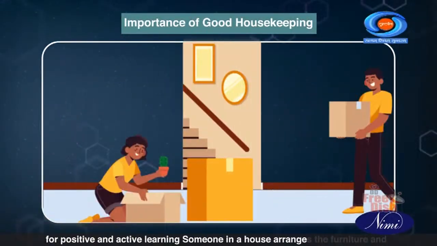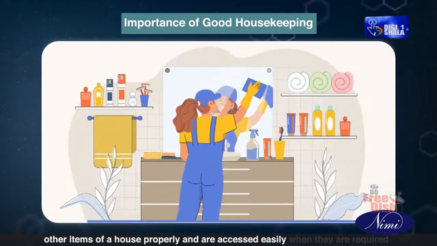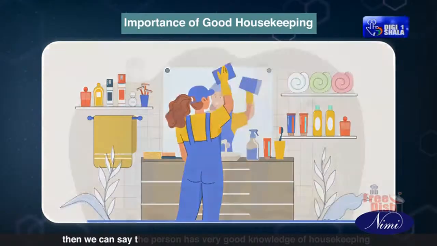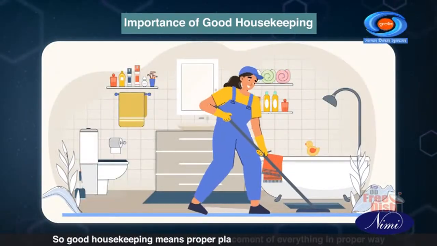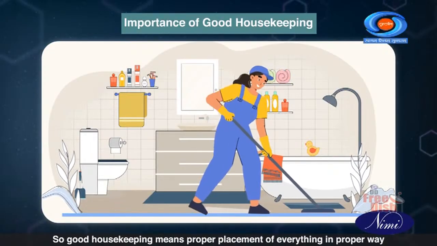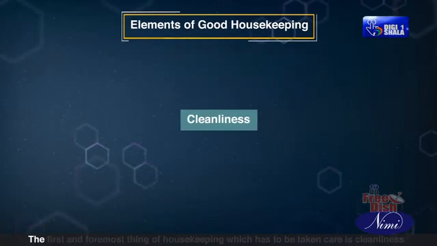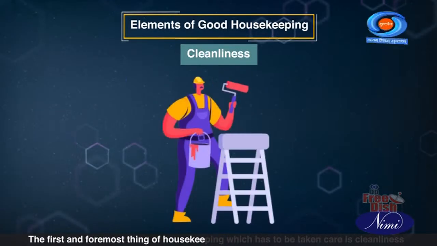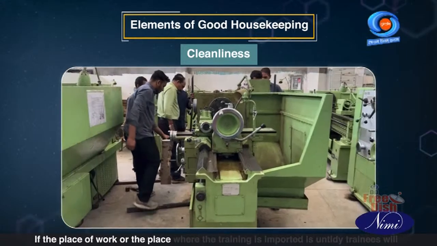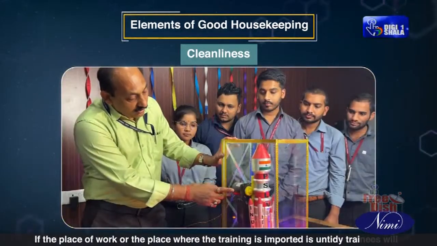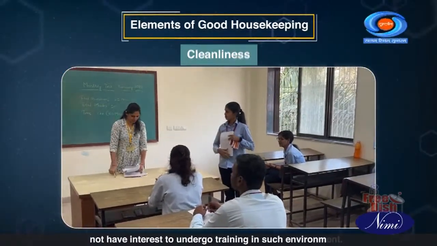If someone in a house arranges the furniture and other items of a house properly, and they are accessed easily when they are required, then we can say the person has very good knowledge of housekeeping. So good housekeeping means proper placement of everything in a proper way. Elements of good housekeeping. Cleanliness. The first and foremost thing of housekeeping, which has to be taken care of, is cleanliness. If the place of work or the place where the training is imparted is untidy, trainees will not have interest to undergo training in such an environment.